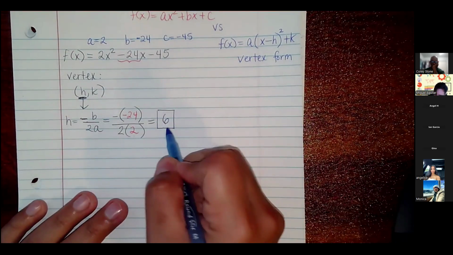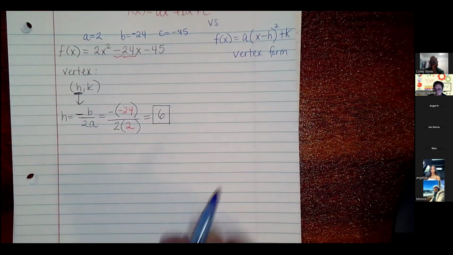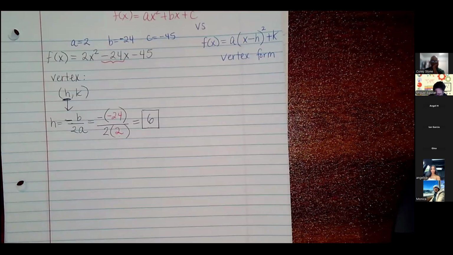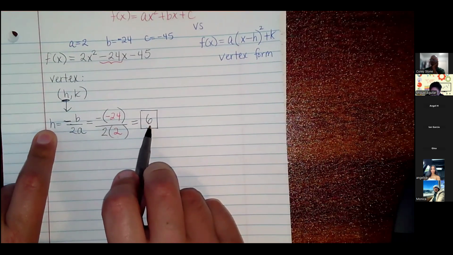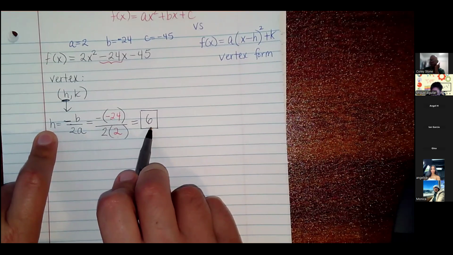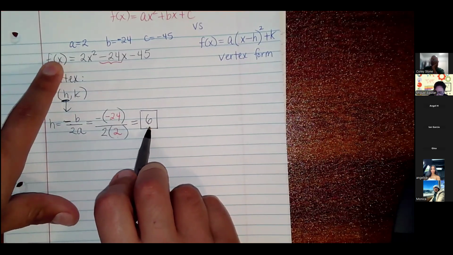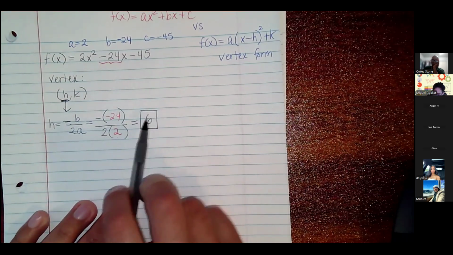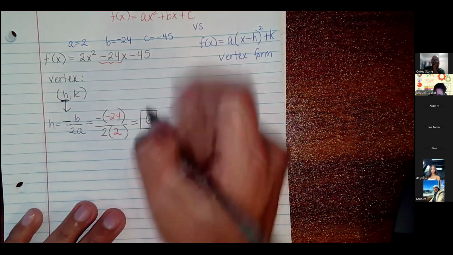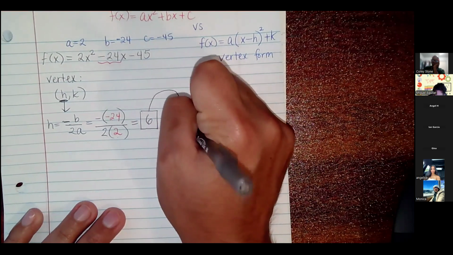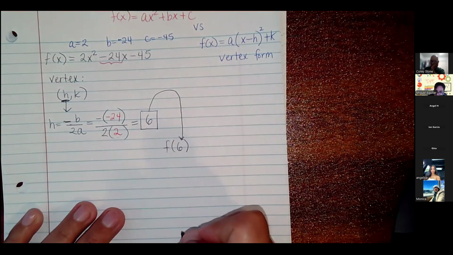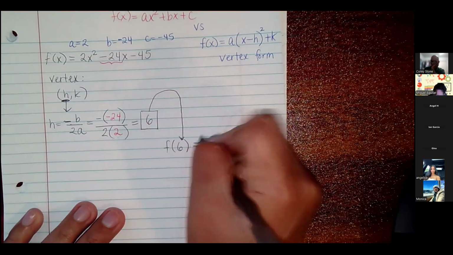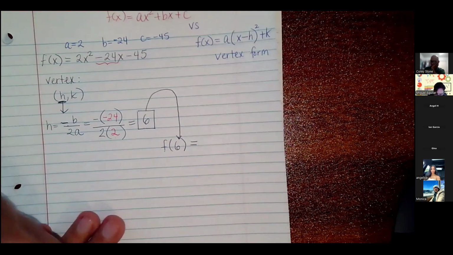Can you guys tell me what I'm going to do with this 6 now? Take that 6 and plug it into the h. I mean, into the other formula, the f of x, because you're trying to get the vertex. Exactly, right. So I'm trying to get the vertex, and now once I have this 6, I need to plug it back into the original function, right? So that's going to be f of 6. And what was the original equation or original function that they gave us?